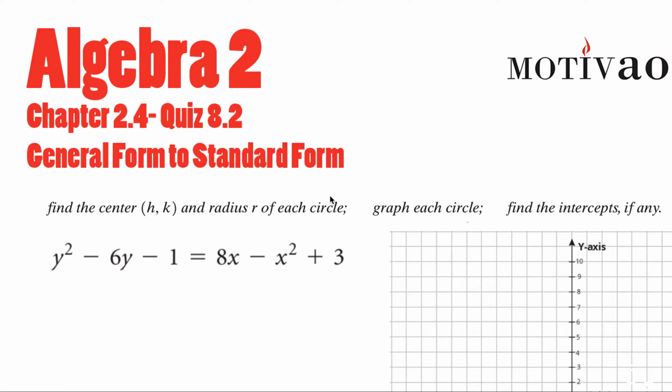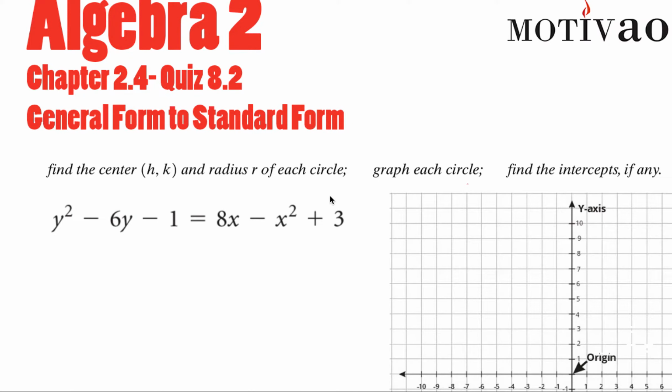In this video, I'm going to show you how to go from general form to standard form of a circle. Now, let's see this equation here. This is still not in general form. In order to make it general form, we set it equal to 0. So on the left side, you keep it as it is. On the right side, I'm going to move all these terms to the left of the equation.